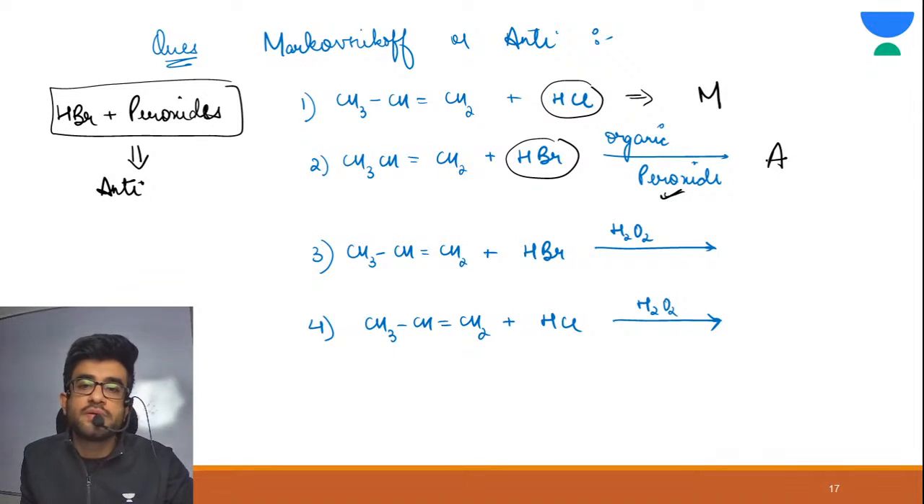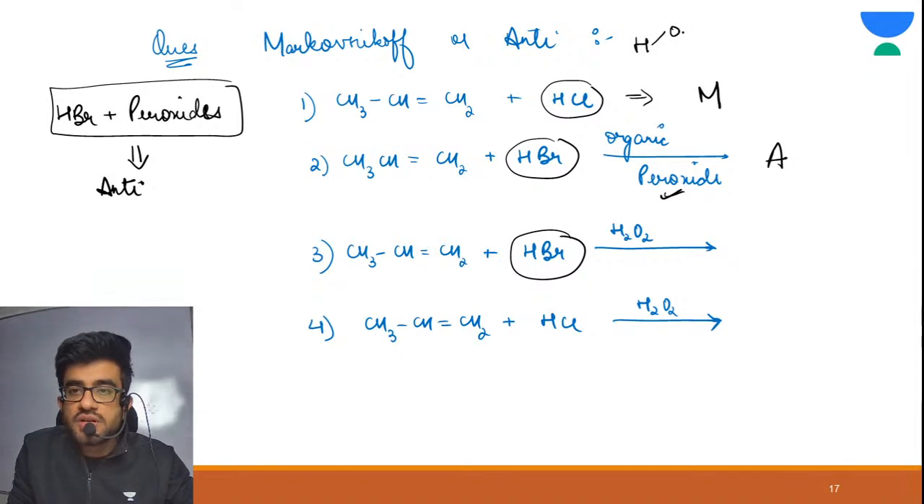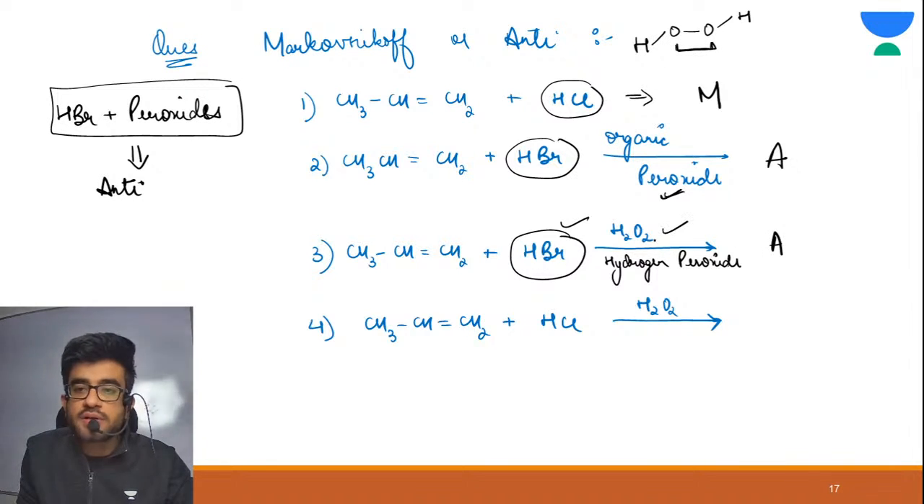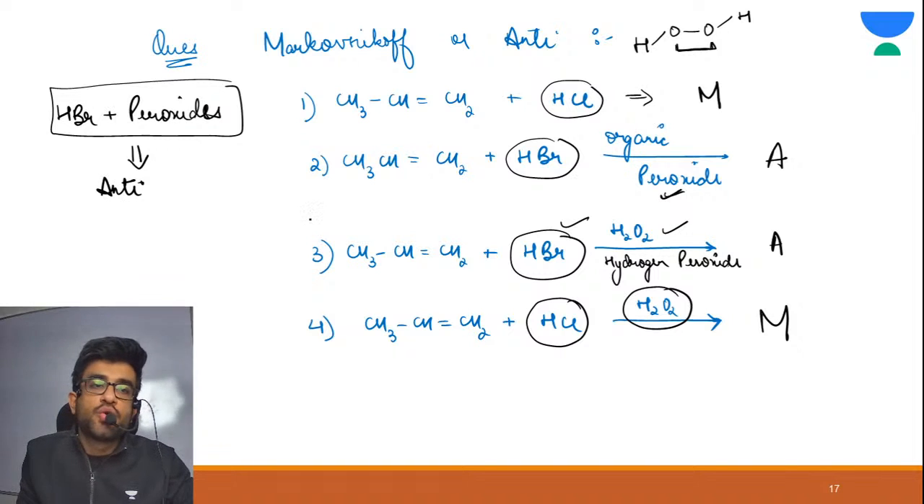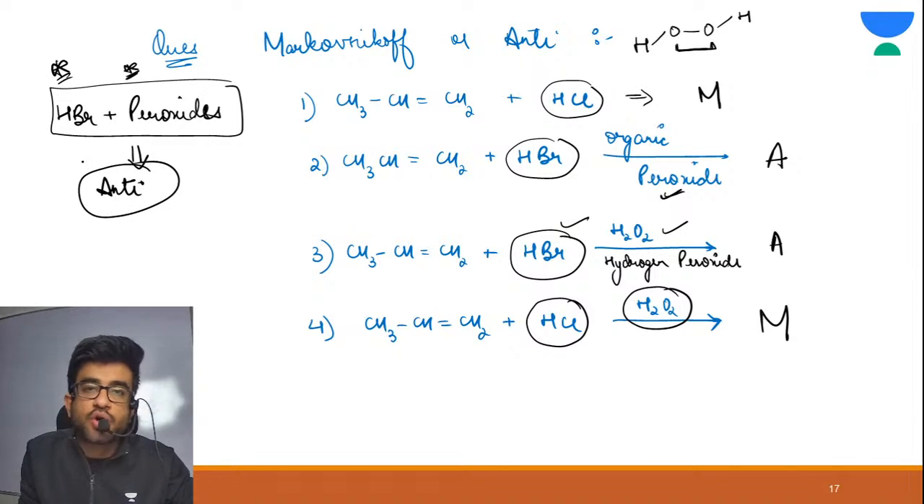So anti-Markovnikov. HBr, H2O2. Now what is H2O2? Hydrogen peroxide. How do you find a peroxide? This oxygen linkage means peroxide linkage. So this is again anti-Markovnikov. Now you have HCl in presence of some peroxide. No, this is Markovnikov only. Only HBr in presence of some peroxides is anti-Markovnikov. Otherwise always Markovnikov. Clear?